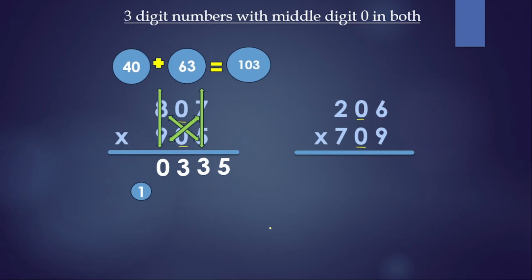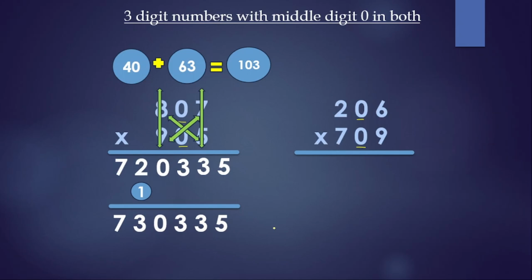And again we multiply the hundreds place digits. 8 9s are 72. Added to carry 1, the final answer becomes 730335. Not a very technical one. Very simple steps. Let us do it again.